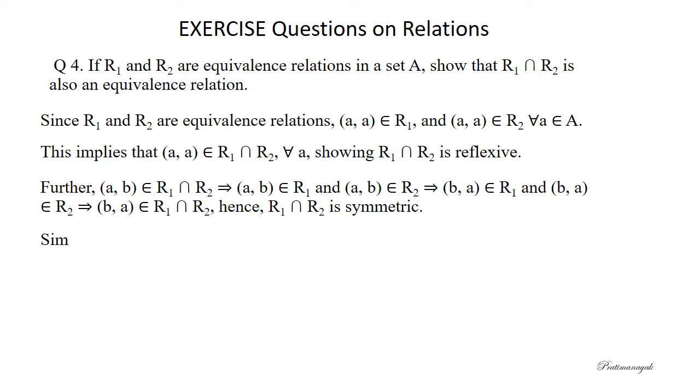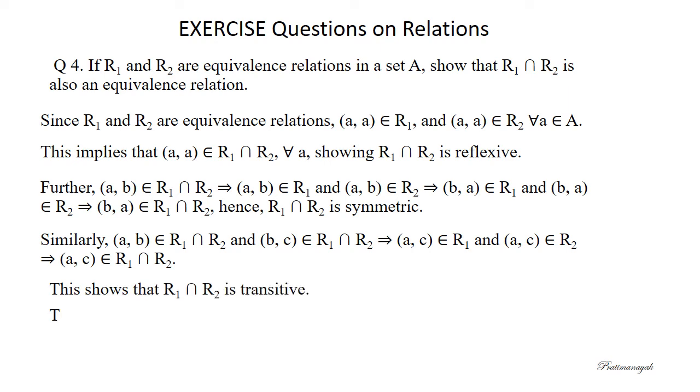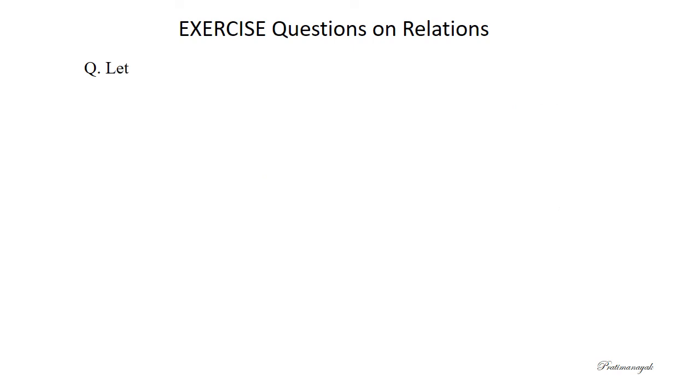Similarly, (a, b) belongs to R1 intersection R2, (b, c) belongs to R1 intersection R2. This implies that (a, c) belongs to R1 and (a, c) also belongs to R2. This implies that (a, c) belongs to R1 intersection R2. This shows R1 intersection R2 is transitive. Thus, R1 intersection R2 is an equivalence relation.